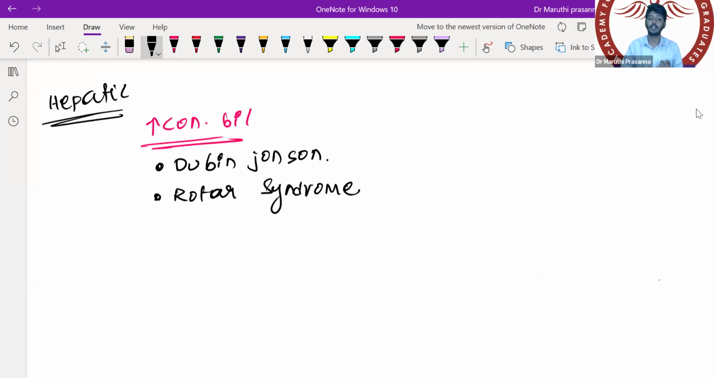What bilirubin will be elevated? Conjugated bilirubin. So we used to remember it with one lame mnemonic: Dr. Do conjugation. D for Dubin-Johnson, R for Rotor. In both of them conjugated bilirubin is elevated. Then we have an increase of unconjugated bilirubin. Unconjugated bilirubin is elevated in Crigler-Najjar syndrome.